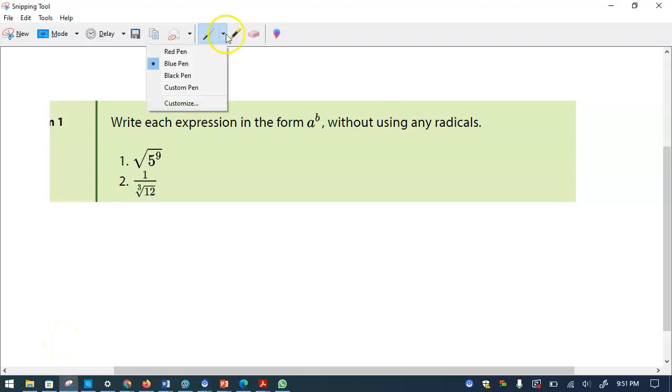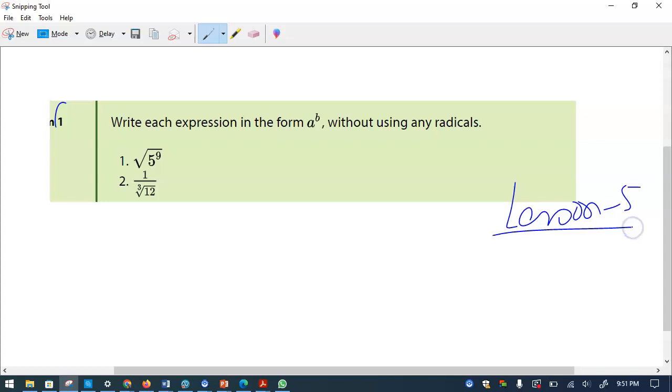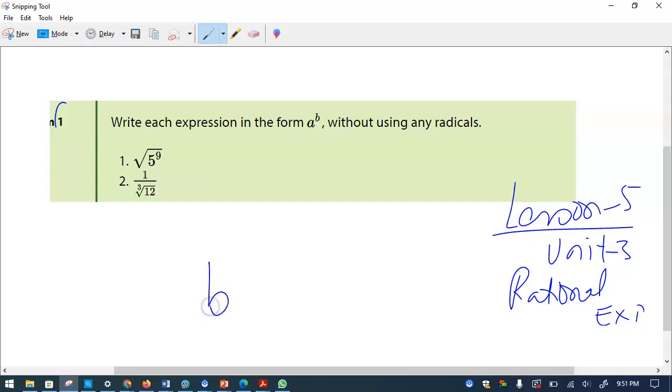Okay, hello students. Here I'm working on lesson number 5 in unit 3, rational exponents. The main idea is that everyone needs to know that b raised to m over n. Last time we have seen that if it is 1 over n, then it is the nth root of b. So the only extra here is that instead of 1, you have that m, right?